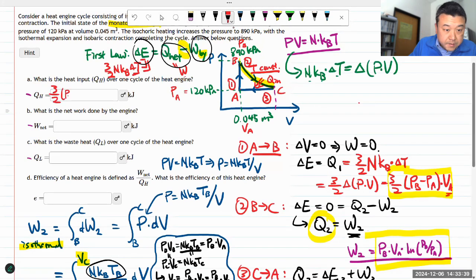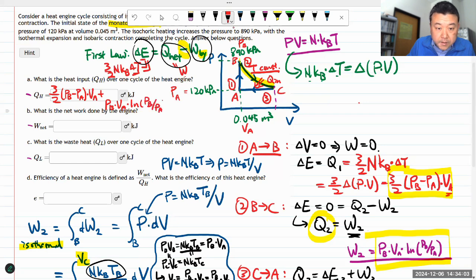3/2 (PB minus PA) times VA plus PB times VA times natural log of PB over PA. But will it simplify? I don't think it really simplifies. So I just need to plug in the numbers. Let's do that.